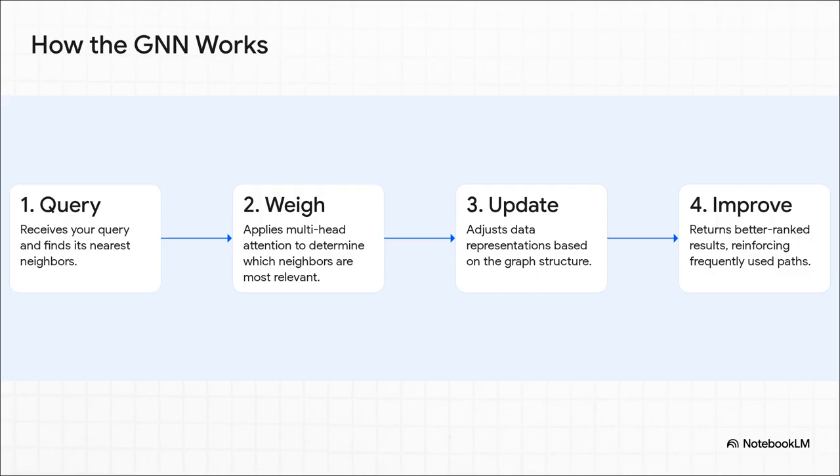But then, step 2 is where it gets interesting. It uses something called multi-head attention to weigh which of those neighbors are actually the most relevant for what you're asking right now. Step 3, it updates its own understanding of the data based on that context. And finally, it gives you better, more accurate results, and in the process, it strengthens the paths you use most often. It's a feedback loop that just keeps making the system better.